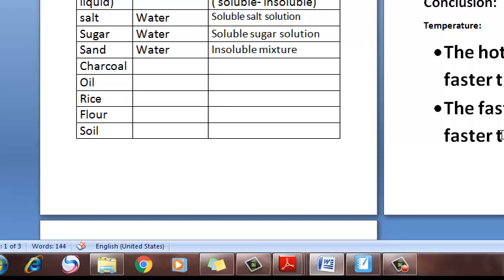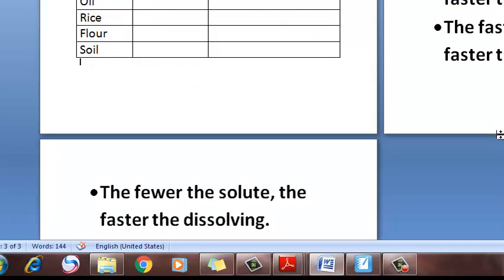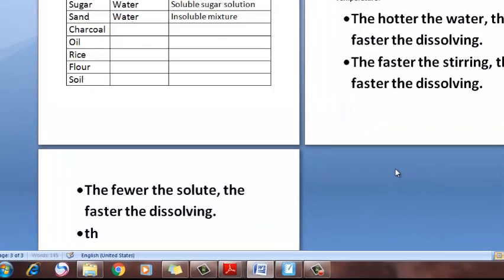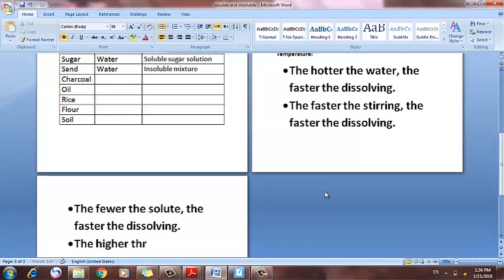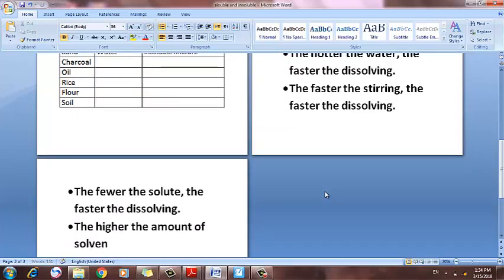Of course, the one which contains more water, because the higher the amount of solvent, the faster the dissolving. If we use a large amount of solvent or a high amount of water, the dissolving will become faster. So our conclusion is going to be: the higher the amount of solvent, the faster the dissolving.